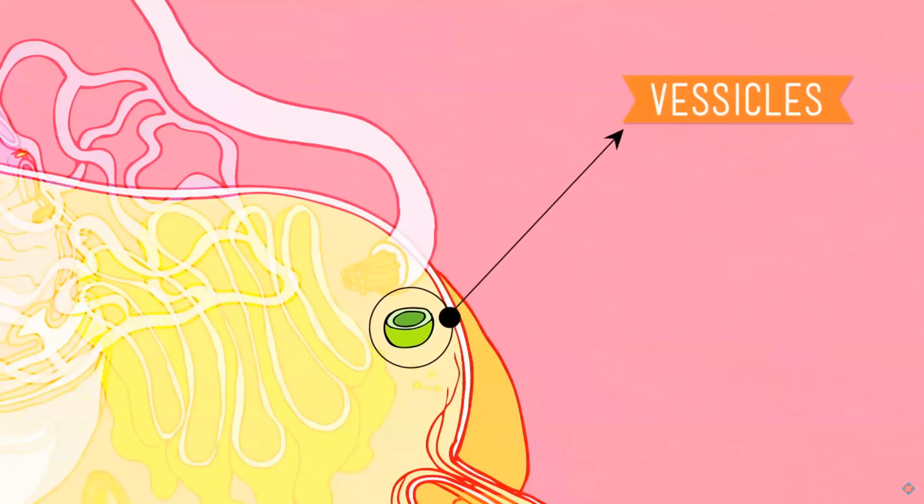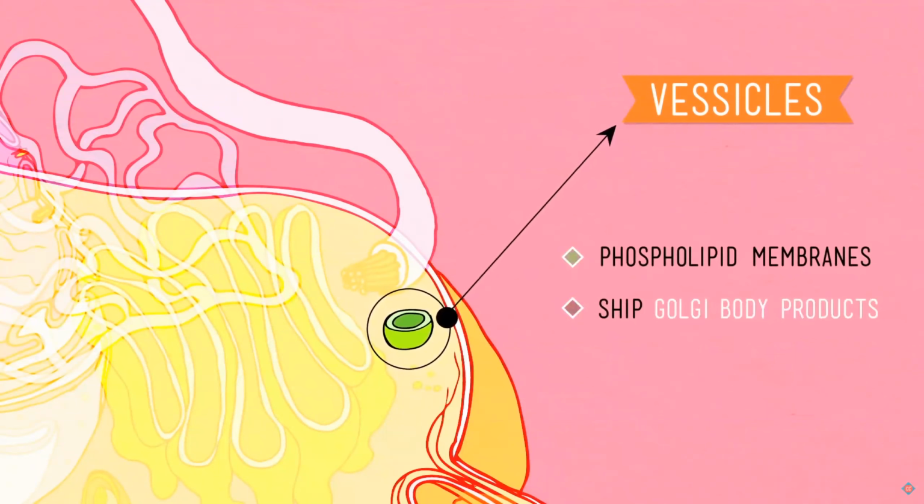The bodies package these little goodies into sacs called vesicles, which have phospholipid walls just like the main cell membrane, then ship them out either to other parts of the cell or outside the cell wall. We'll learn more about how vesicles do this in the next episode of Crash Course.